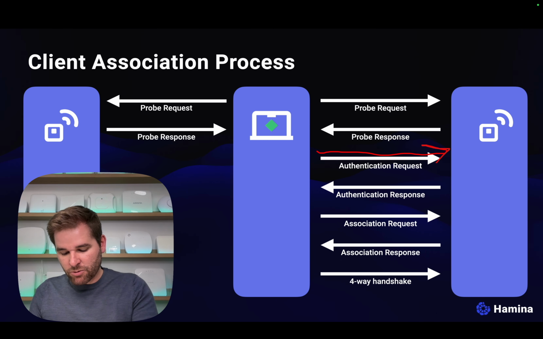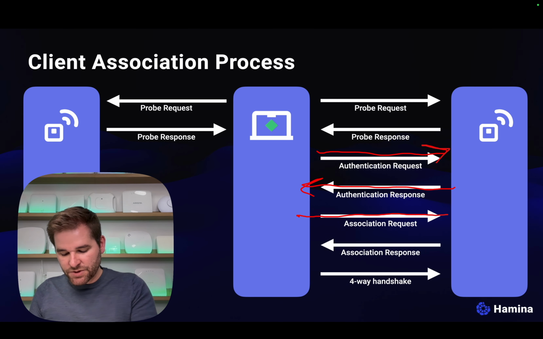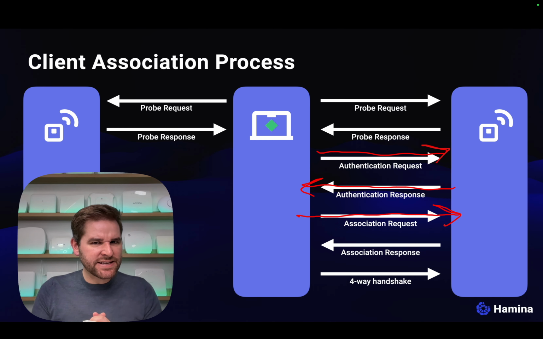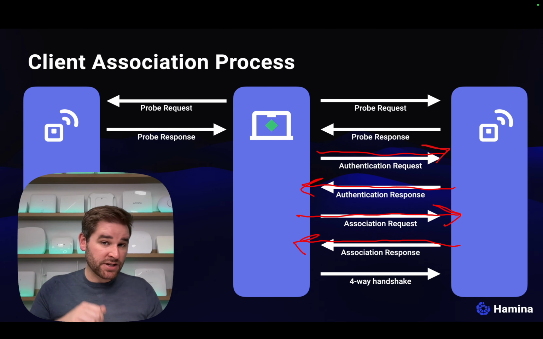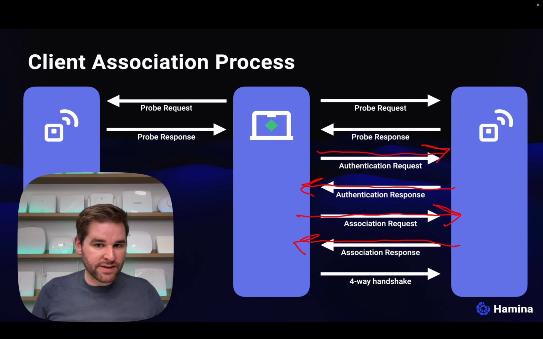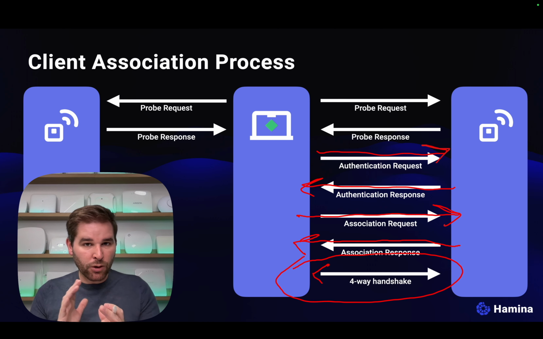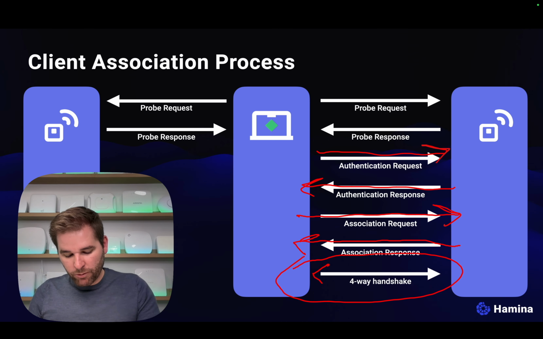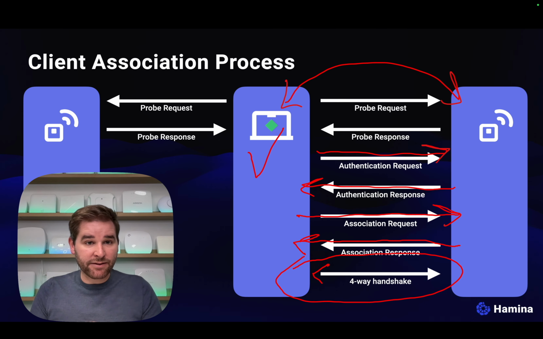So we do our authentication request. Yep, you're good. Authentication response, all good there. Then we do our association request. Hey, can I associate to you? Here are my capabilities. And then the access point will reply with an association response, basically saying, yes, you can associate, or no, you don't support the right things, so you can't associate with me. Then we do the four-way handshake. So this is where we exchange some keys back and forth to authenticate and set up encryption and do all those things. And now we're associated to this network and we can start passing traffic back and forth.